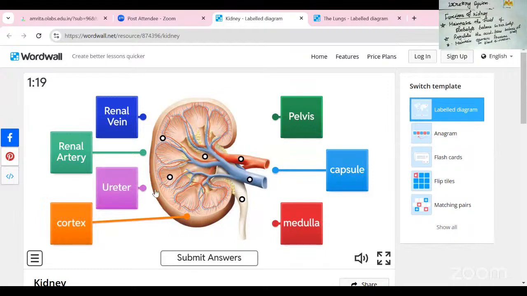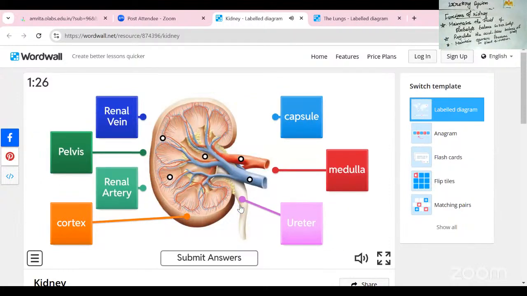So, ureter part. Which one is known as ureter? Yes. This part is known as ureter part. So, the tube is called as ureter. Then, renal vein part. Which is the renal vein part? Yes, the gray color part. This is known as renal vein part. Vein tube is called as renal vein.